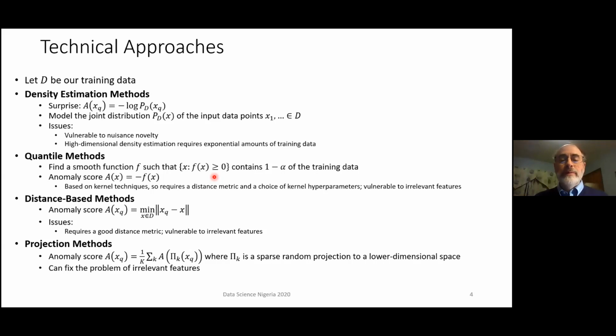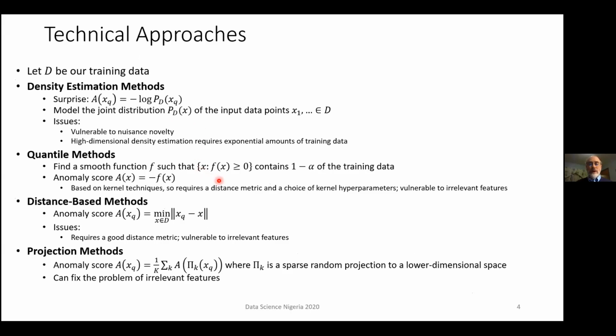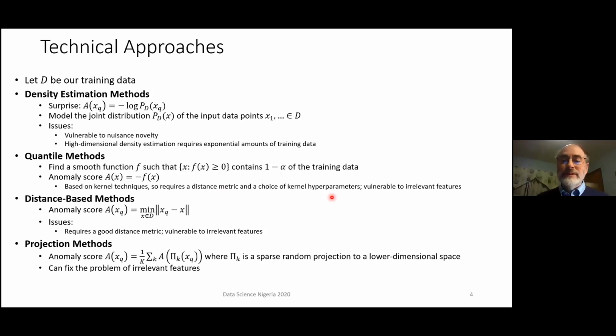The idea here is that it might be much easier to find this region than it is to estimate the probability density. And this is in fact the case, as I'll discuss for some quantile methods, whereas non-parametric density estimation requires exponential amounts of data as the dimensionality of the data increases. Quantile methods only require quadratically increasing amounts of data. The techniques that I'll describe are based on kernel methods, so they're related to the support vector machine. That means they require some kind of a distance metric and choice of kernel hyperparameters, and this means they are still vulnerable to irrelevant features, to nuisance novelty.